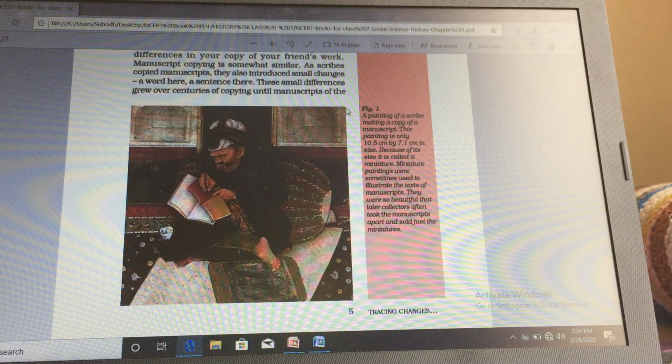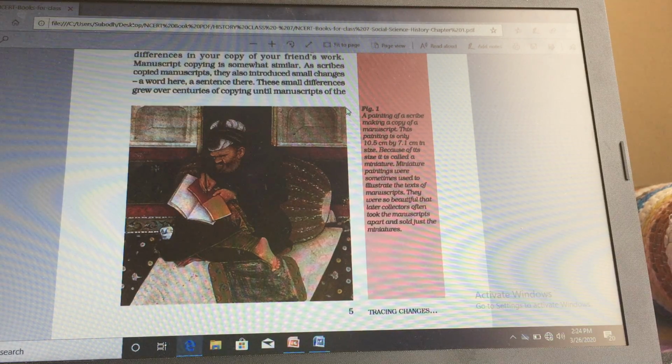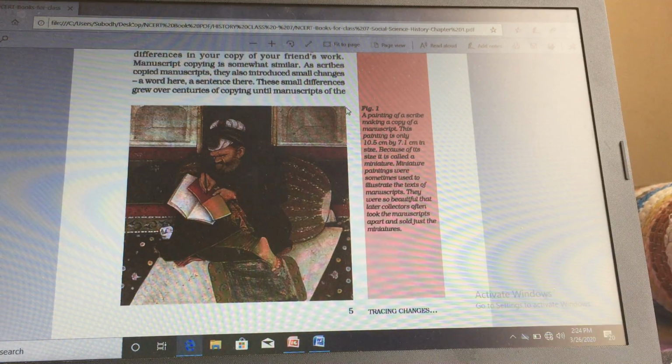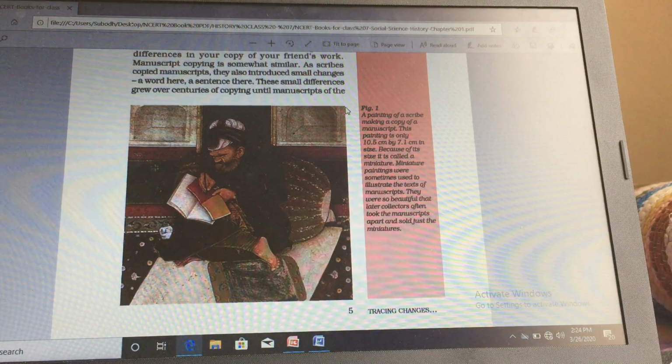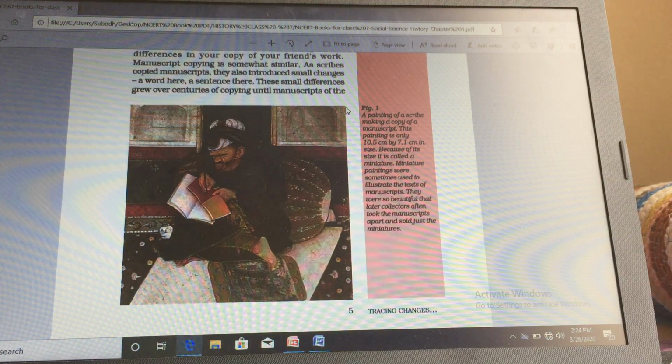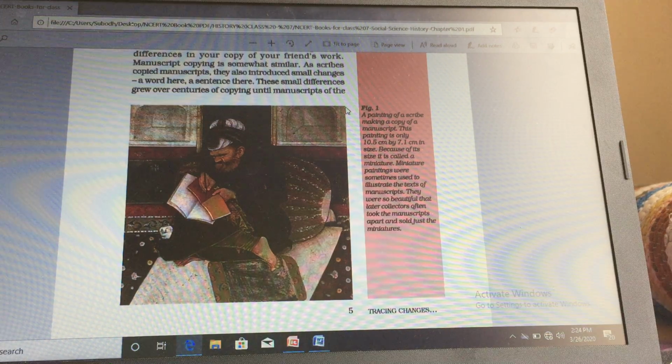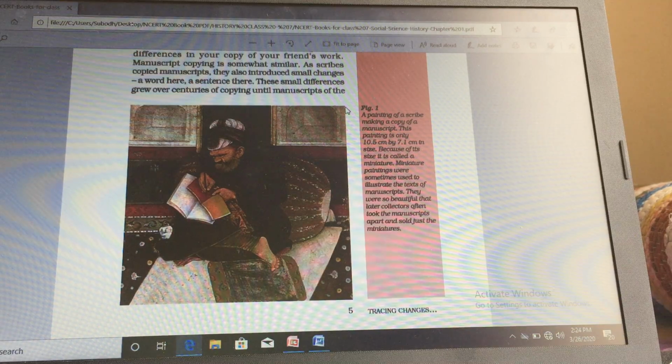They were so beautiful that later collectors often took the manuscripts apart and sold these miniatures. See, this is very strange. These miniature paintings were so beautiful that people who later collected the manuscripts used to separate the manuscript and keep these miniature paintings with them.